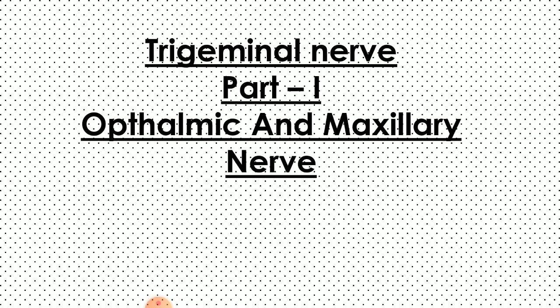So we all know that the trigeminal nerve has three branches, that is the ophthalmic nerve, maxillary nerve and mandibular nerve. So in part 1 of this video, we'll be learning about the ophthalmic nerve and maxillary nerve in detail.